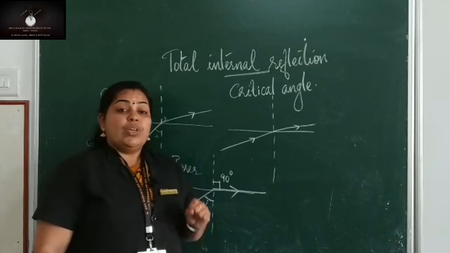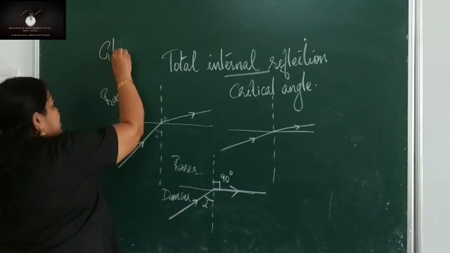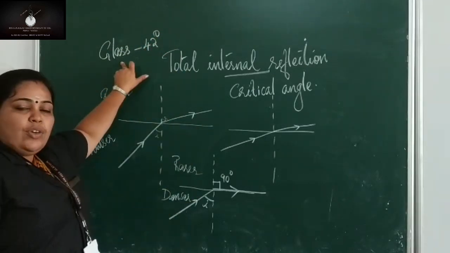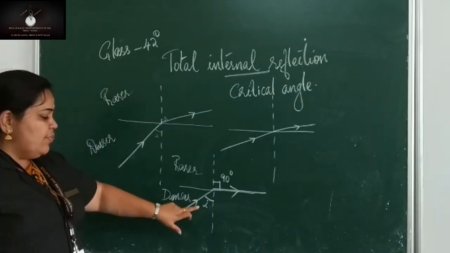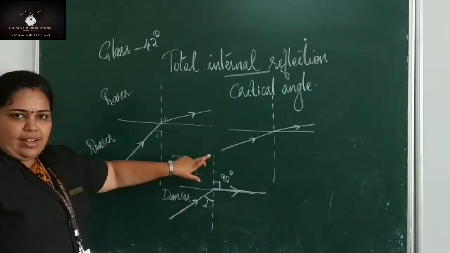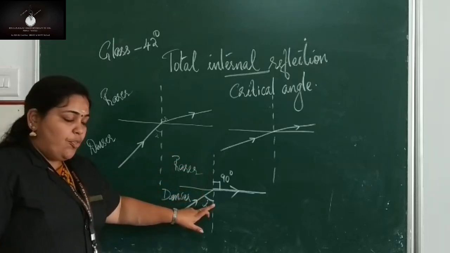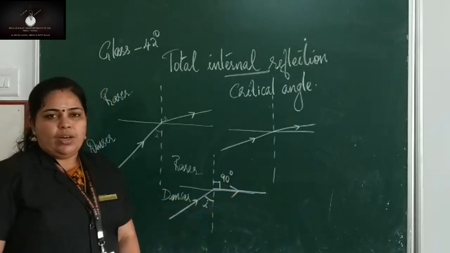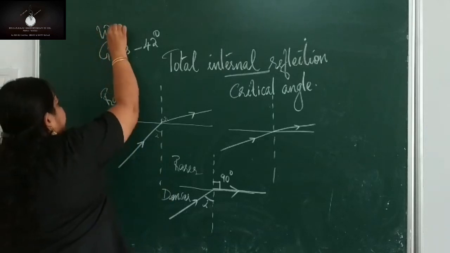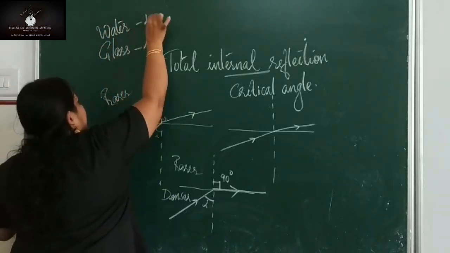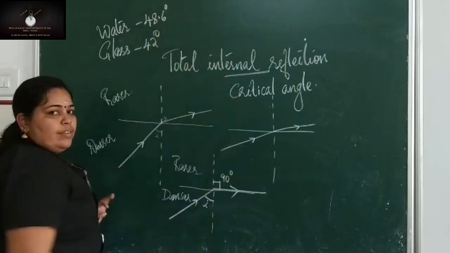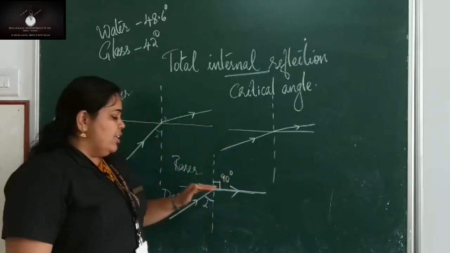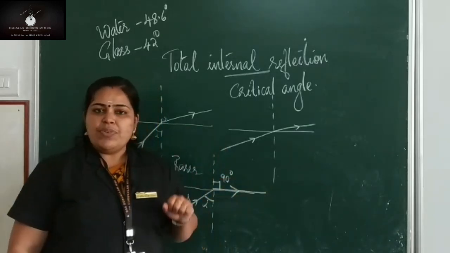Is it clear? For glass it is 42 degree. Okay, critical angle of glass is 42 degree. Suppose the light ray is traveling from glass to air, when this angle becomes 42 degree, what happens? The refracted ray moves along the surface. Whereas for water it is 48.6 degree. Okay, for water that angle should be 48.6. Only then the refracted ray moves along the surface of separation.